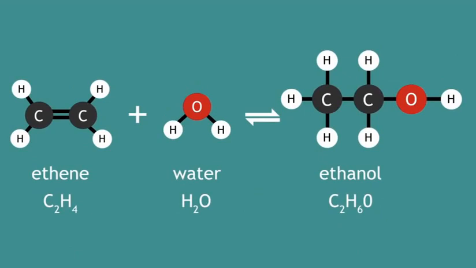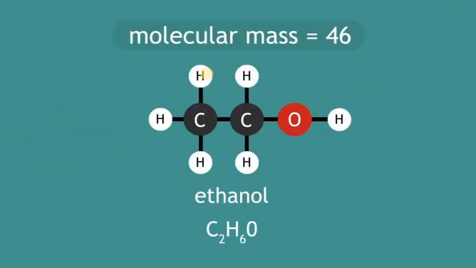You now have to know what ethanol is. Okay, this is a hydrocarbon. This is an alcohol. But what we are mostly concerned with here is the masses: the reacting mass of ethene plus the reacting mass of water. If you add them, they give you the molecular mass of 46.